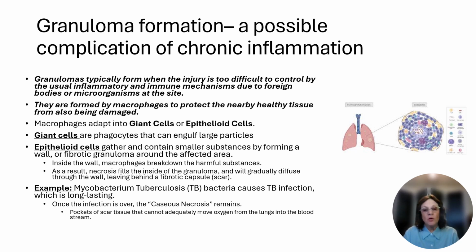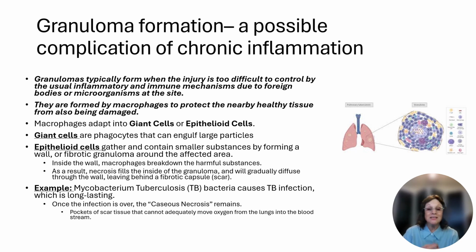Granuloma formation is also a possible complication of chronic inflammation. These tend to occur in specific tissues, and they tend to form when the injury is just too difficult to control by the typical inflammatory and immune mechanisms, usually because there's some sort of foreign body or microorganism at the site. And they get formed by macrophages, and the whole job of forming these granulomas is to actually protect all the healthy tissue around that from being damaged.